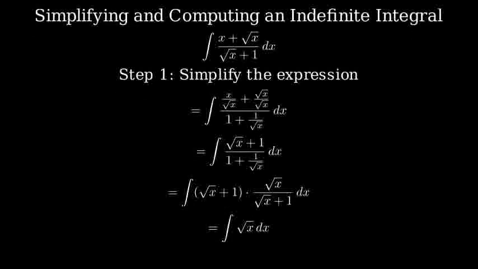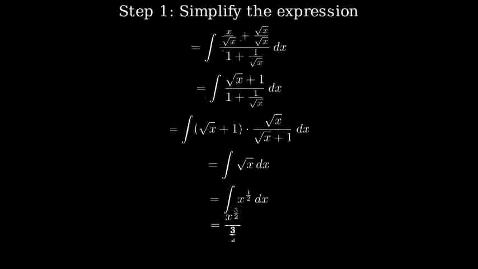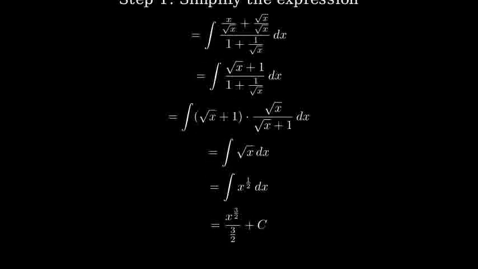All right, now we're ready to compute the integral with respect to x. Rewrite square root of x as x to the power of 1/2. We want to integrate x to the power of 1/2. The antiderivative of x to the power of 1/2 is x to the power of 3/2 divided by 3/2 plus our arbitrary constant of integration, c.